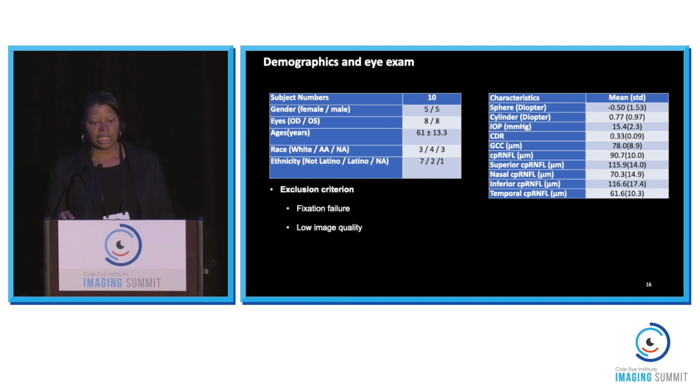We enrolled 10 normal subjects to be able to figure out the hardest part with some of these imaging technologies: you don't have a normative database. So you have to generate quite a bit of normative data to be able to know what is abnormal when you image subjects with pathology. Subjects were excluded if they couldn't fixate or for whatever reason there was low image quality. Demographic characteristics were obtained, ocular characteristics such as intraocular pressure and cup-to-disc ratio, and then OCT characteristics such as measurements of the ganglion cell layer, nerve fiber layer, etc.